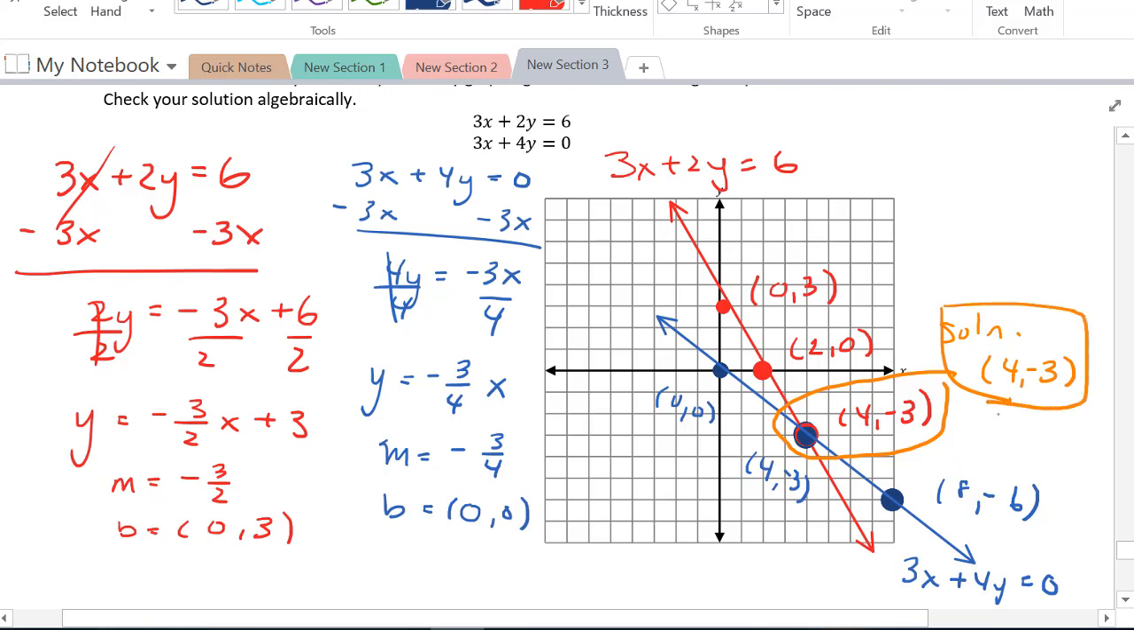Okay, so that's the solution to the system of equations. And again, if you want to check that, you plug in 4, negative 3 into both equations, and it should check out. Okay, and that's it.